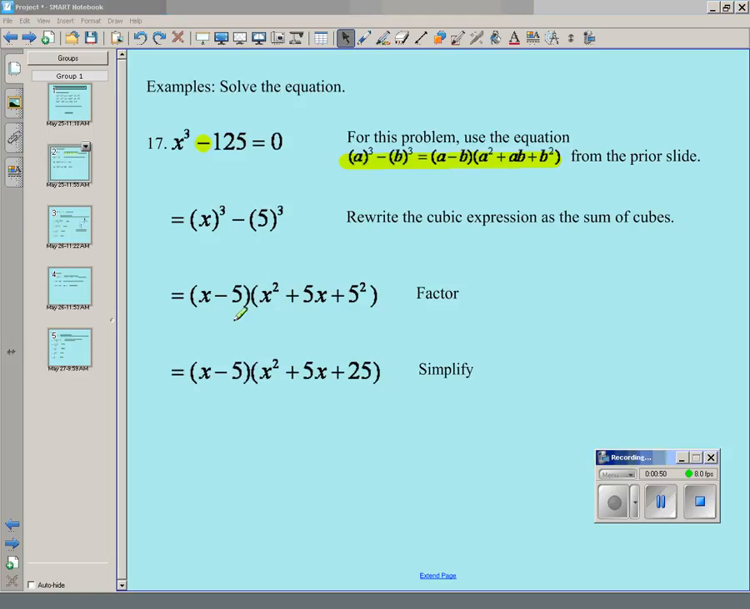First you rewrite the cubic expression as a difference of cubes: x cubed minus 5 cubed. We get the 5 cubed from the 125 in the beginning of the problem. After this you factor. You get x minus 5 times x squared plus 5x plus 5 squared. This is just plugging 5 and x into the a and b places from the equation. After this you simplify, and the end solution is x minus 5 times x squared plus 5x plus 25.